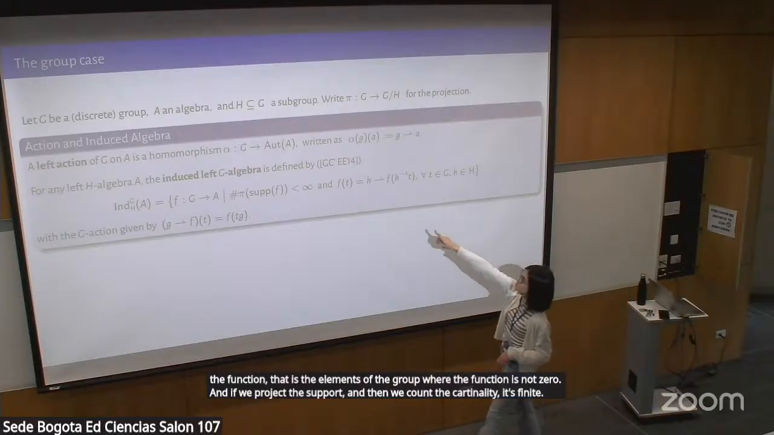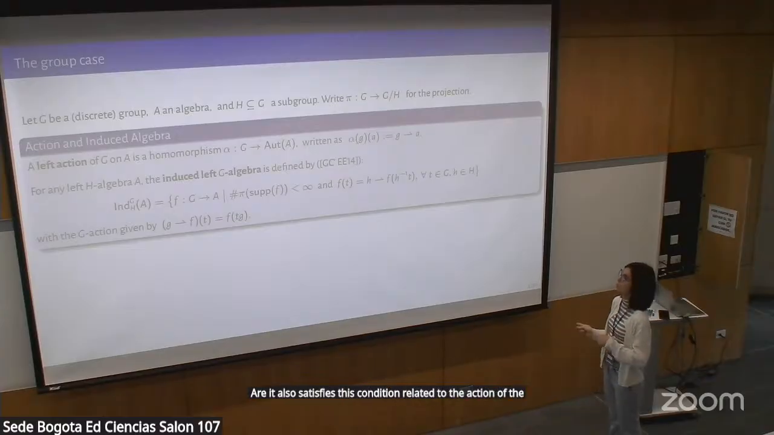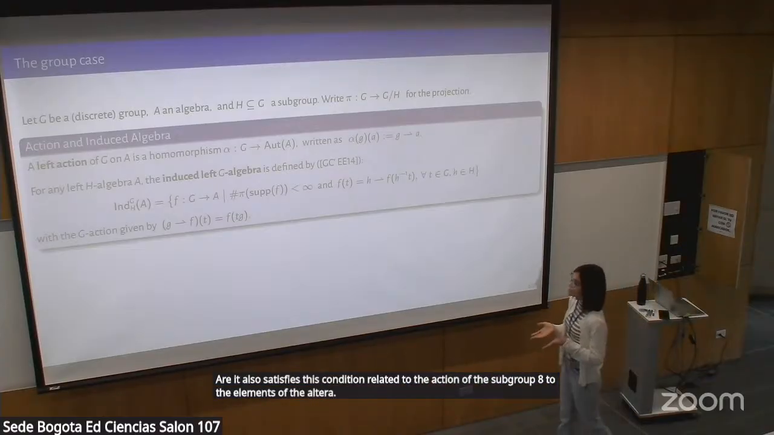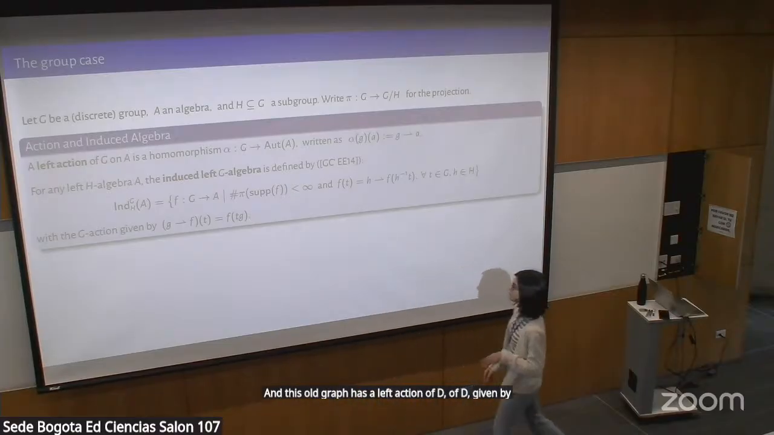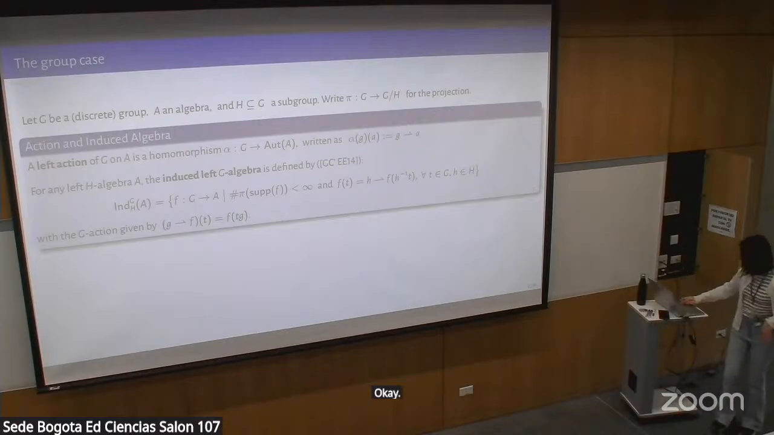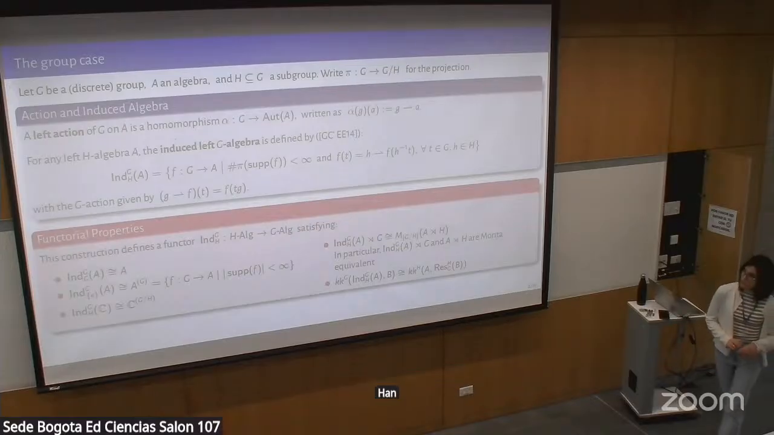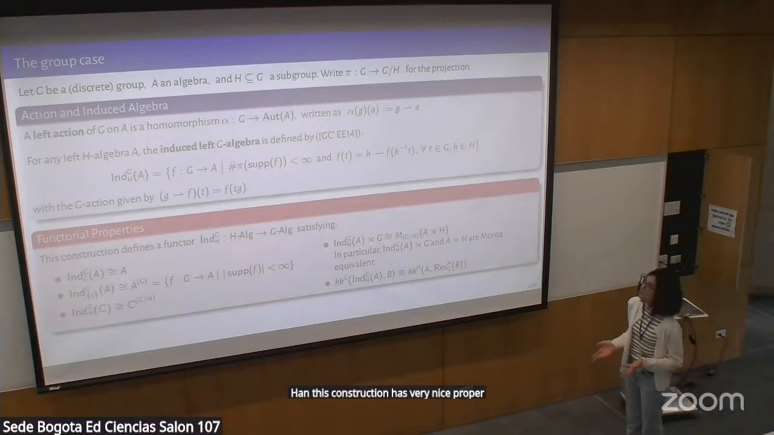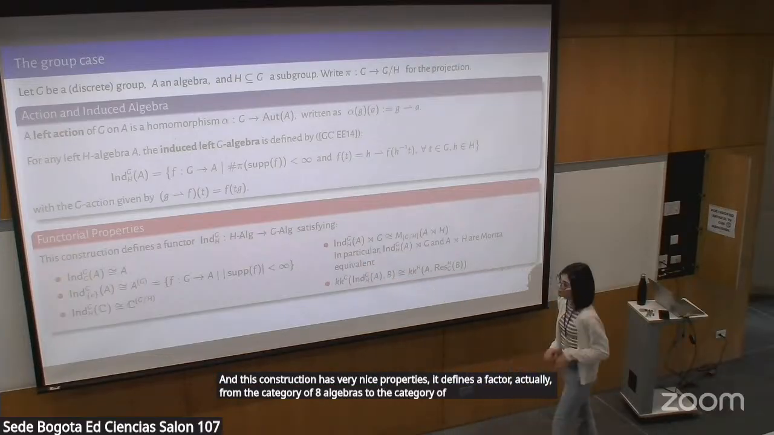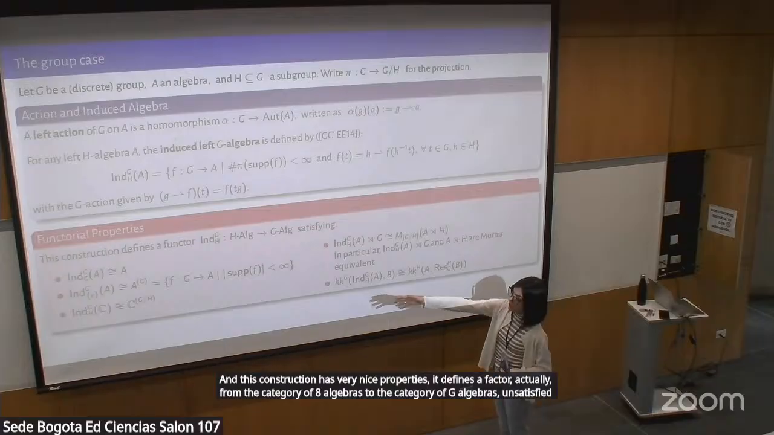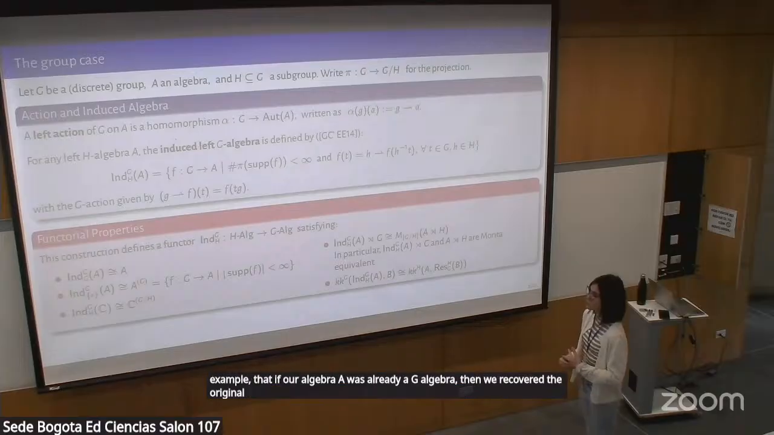And it also satisfies this condition related to the action of the subgroup H on the elements of the algebra. And this algebra has a left action of the group G, given by that. Okay, so that is the induced algebra. And this construction has very nice properties. It defines a functor actually from the category of H algebras to the category of G algebras, and satisfies, for example, that if our algebra A was already a G algebra, then we recover the original algebra up to isomorphism.